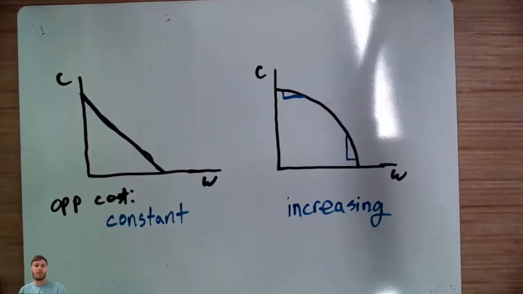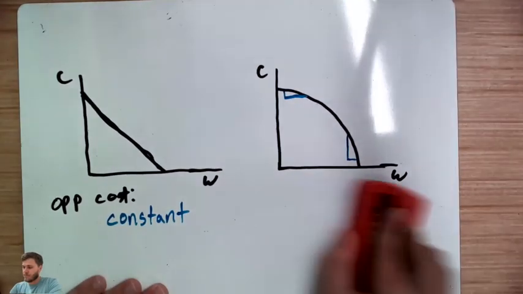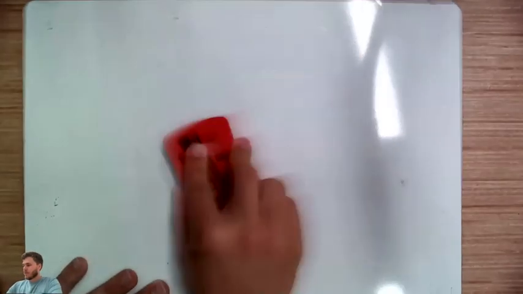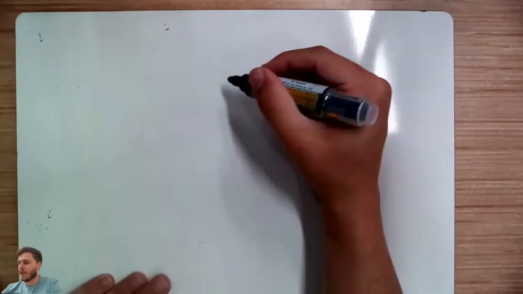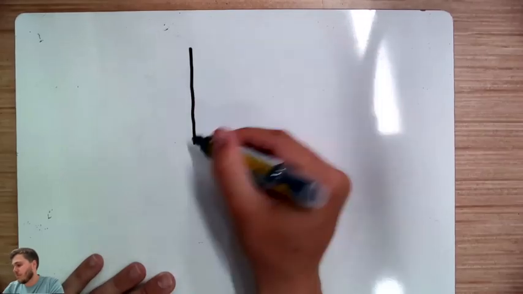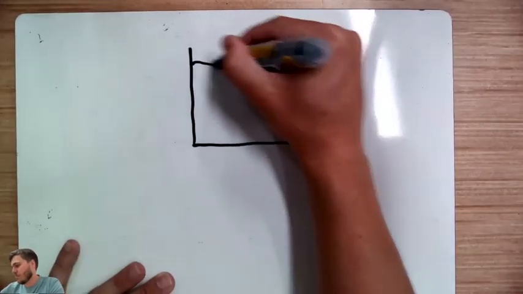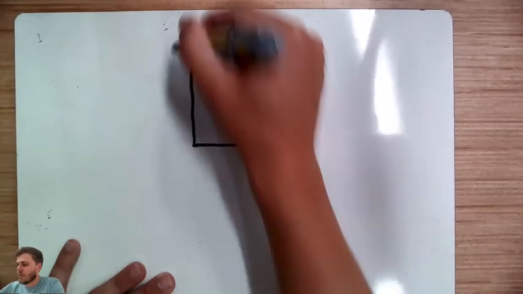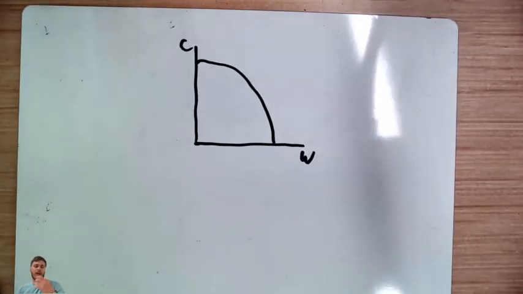We still have two more pieces of new information. So I'm going to erase this and then bring up a couple new things here. So let's start with our plain PPF, with computers and wheat. One thing to note, if I don't ever specify whether constant or increasing that I want you to draw for the PPF and opportunity cost, it doesn't matter to me. So I'm going to draw 3 points on this graph.